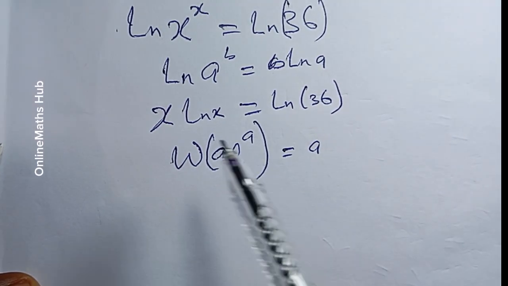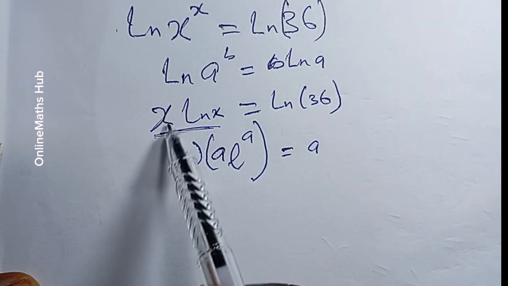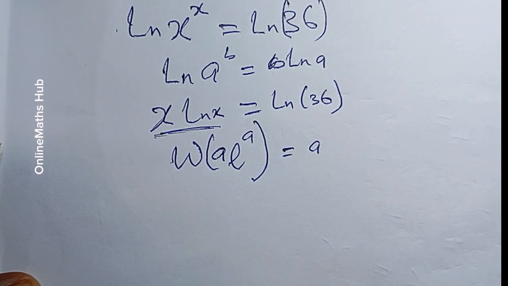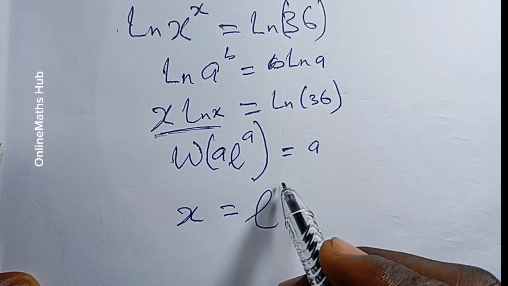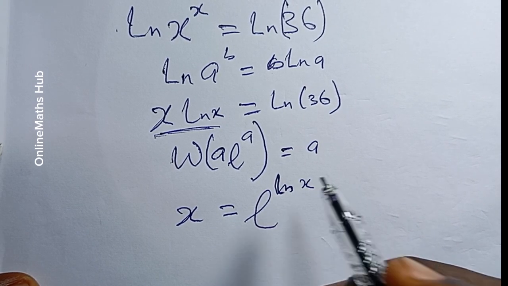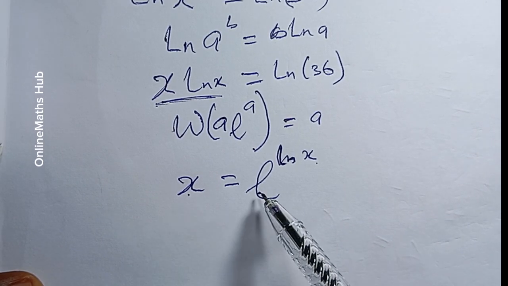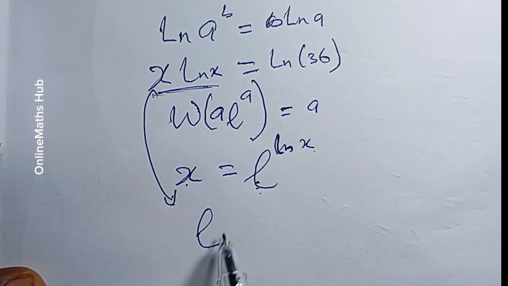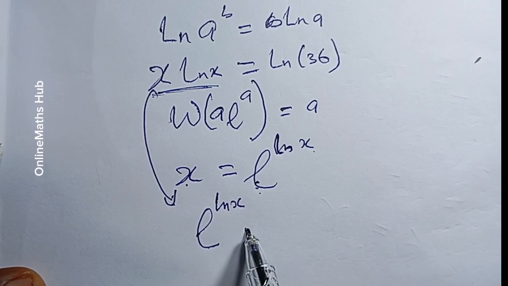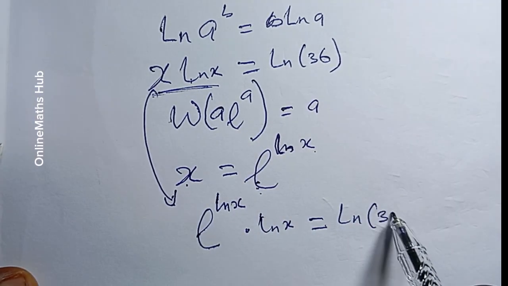To achieve this function in the form a e^a, I'm going to find a way to represent this x in an exponential function format. It's pretty cool that you can write x as e^(ln x), and of course I haven't changed anything because e^(ln x) is equal to x. So in place of x right here, I'm going to write e^(ln x). From here, I have e^(ln x) multiplied by this ln(x) over here, equal to ln(36).